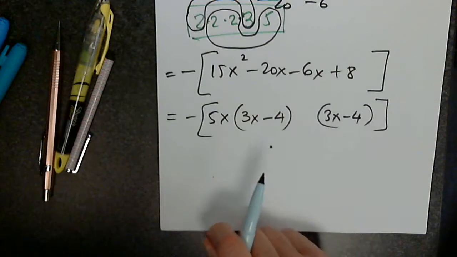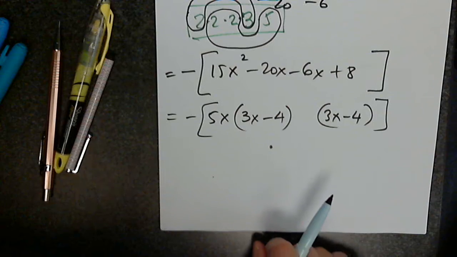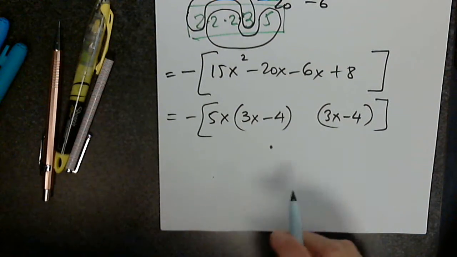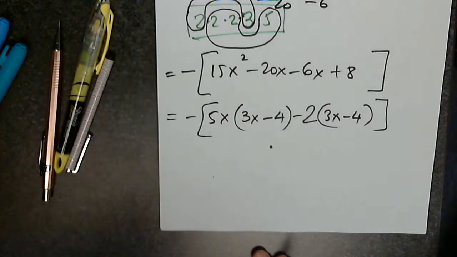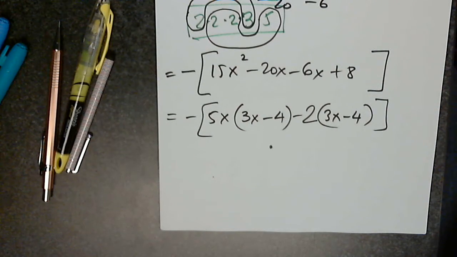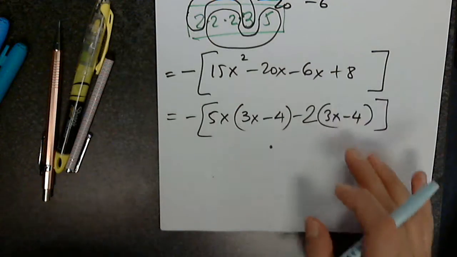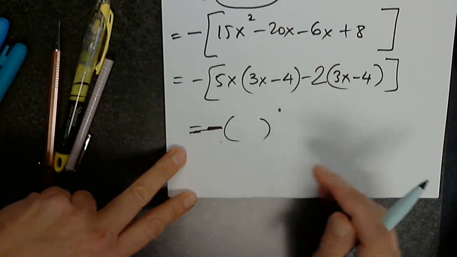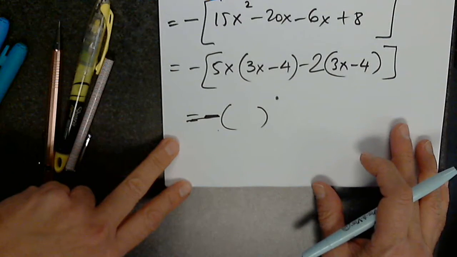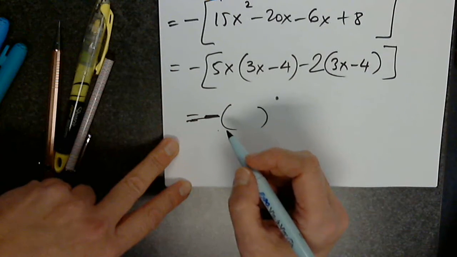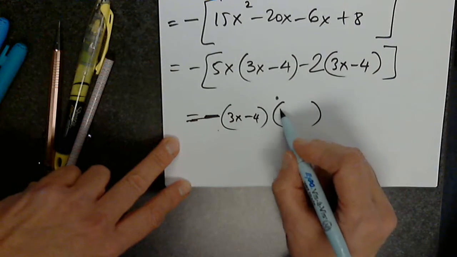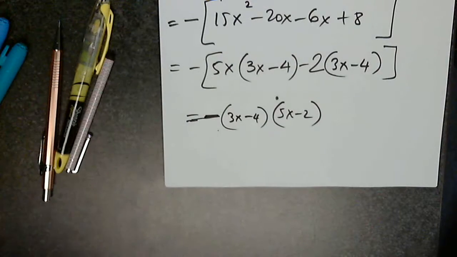If I write positive 2, it's not going to work. Positive 2 times 3x is not negative 6x, and positive 2 times negative 4 is not positive 8. Negative 2 indeed. So writing the 3x minus 4 does not allow me to write just anything in front, right? It has to be there. Good. So then I have negative outside, and then a common factor goes out, and then I have left 5x minus 2. Did we get the picture?